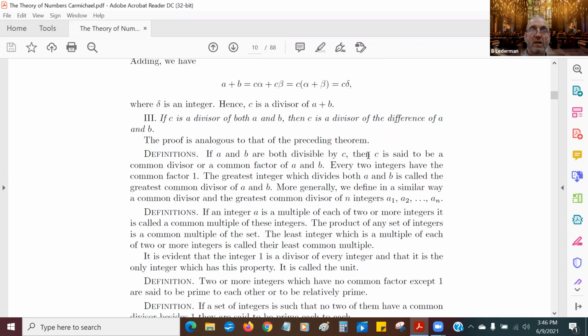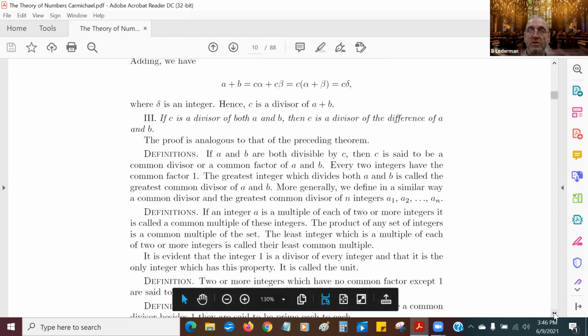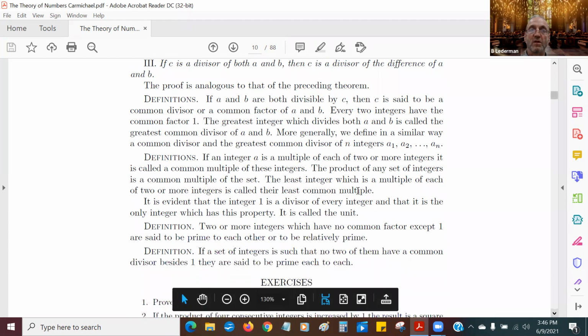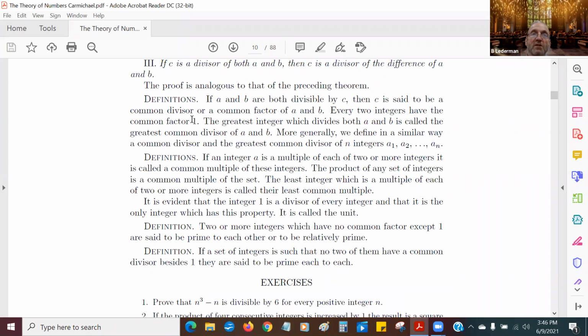Okay, let's define a few things here. We have a whole bunch of little definitions here. Let's get right in. If a and b are both divisible by c, then c is said to be a common divisor or a common factor of a and b. Every two integers have the common factor 1, because 1 is a factor of everything. And the greatest integer which divides both a and b is called the greatest common divisor of a and b. And sometimes they call it GCF, GCD, same thing.